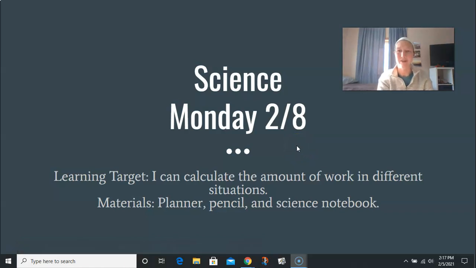Your learning target is I can calculate the amount of work in different situations. So today you just need your planner, pencil, and your science notebook.